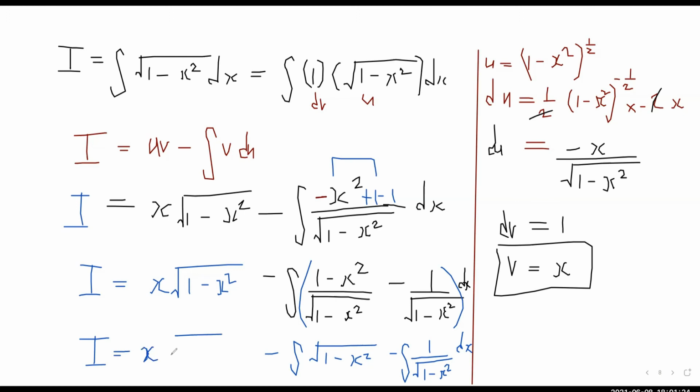And now what we're going to do is substitute this integral right here as I. This part is I. The whole of this is I. So we can relax a little. Now to finish it off, we can say I is equal to x times the square root of 1 minus x squared.